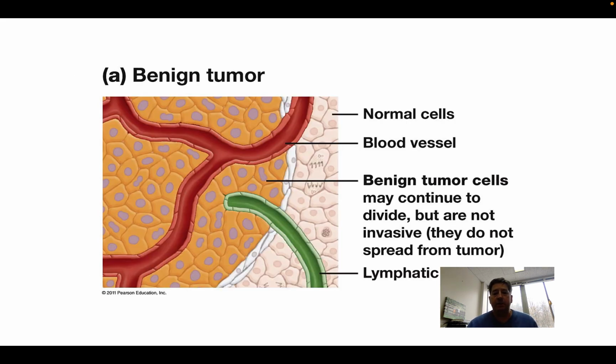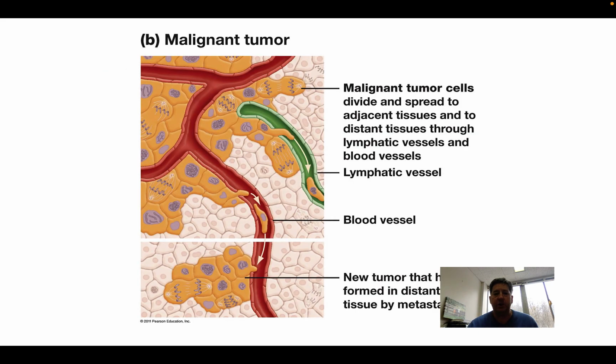So a benign tumor, for example, shown here in the orangish cells, is growing around the blood and lymph vessel, but it's not leaching cells into those. A malignant tumor shown here will start to deposit cells into the lymph system or into the blood vessels, and those will move and then eventually can cause new cancers in other parts of the body.